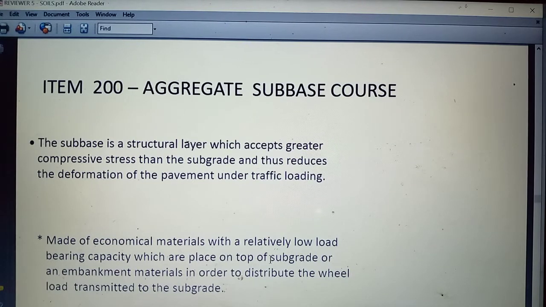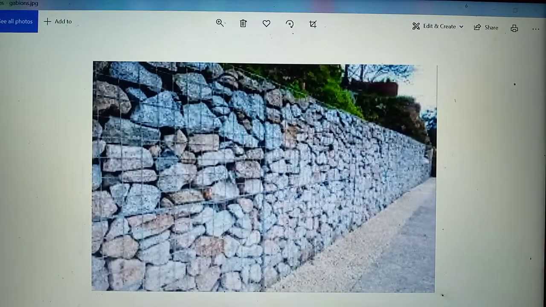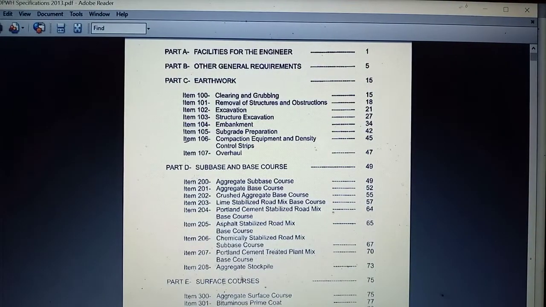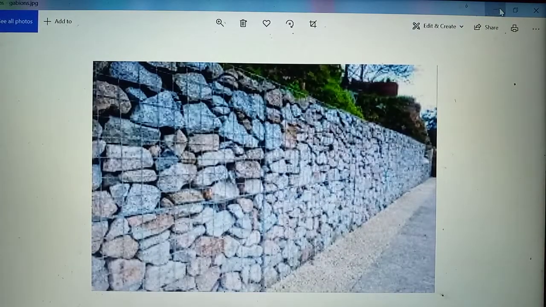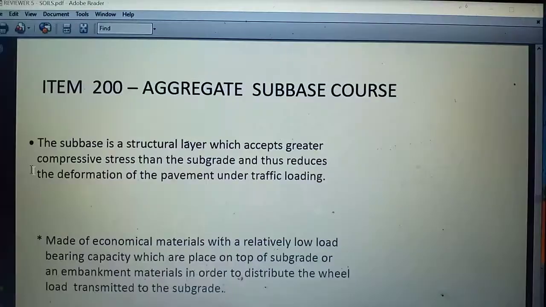Ito tayo, item 200. Ito yung pinakaunang item under sub-base and base course. Speaking of the Blue Book or the DPWH standard specifications, yung pinaka-latest is year 2013. Narito din yung lime stabilized at yung Portland cement stabilized road base course. Nandito din yan, yung previously na-discuss natin.